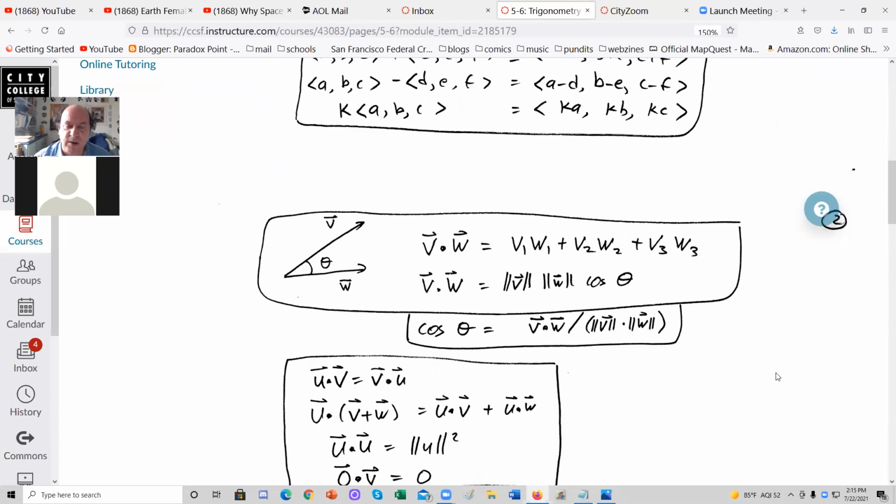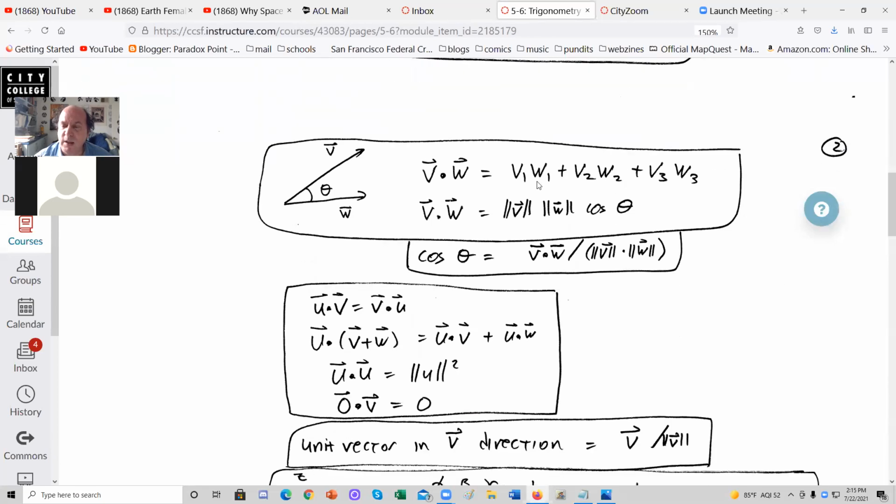And very much like two-dimensional vectors, we have a three-dimensional vector dot product. Given two vectors, v and w, at an angle theta to each other, the dot product will be the sum of the products of the components, v1w1 plus v2w2 plus v3w3, and the dot product is also the length of v times the length of w times the cosine of the angle between them. So these are two definitions, one arithmetic and one geometric.